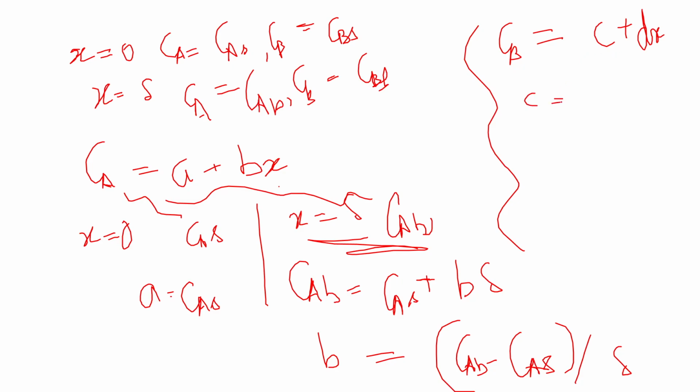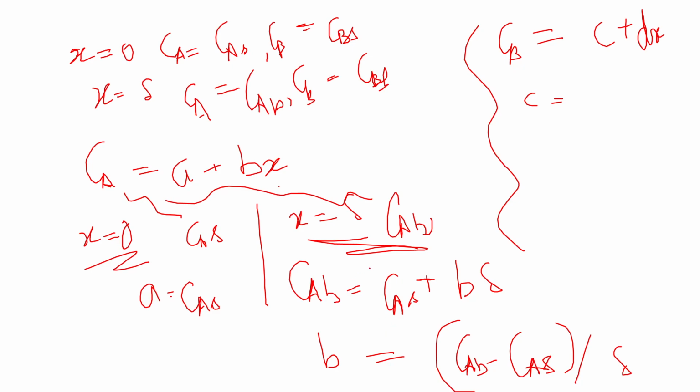Excuse me. Yes, tell me. Instead of A, C is equal to A plus BX. Instead of A, you have written CAS? Yes. Applying this plus boundary condition at plus X, B, and instead of X, you have written delta.